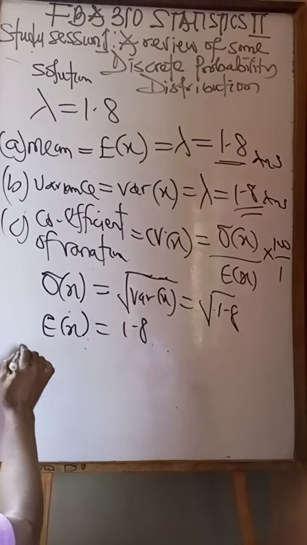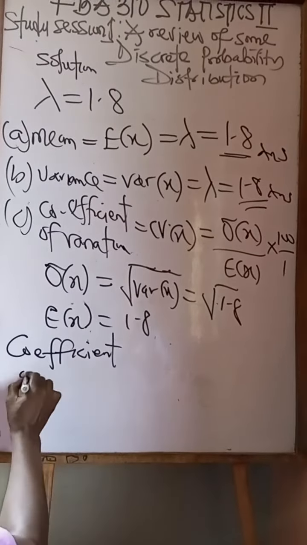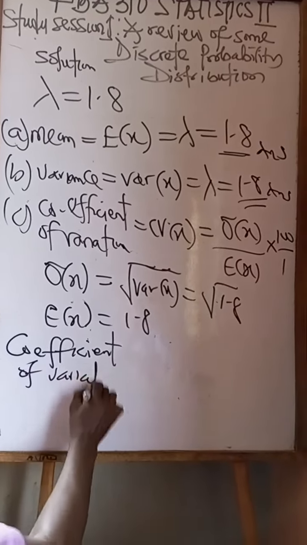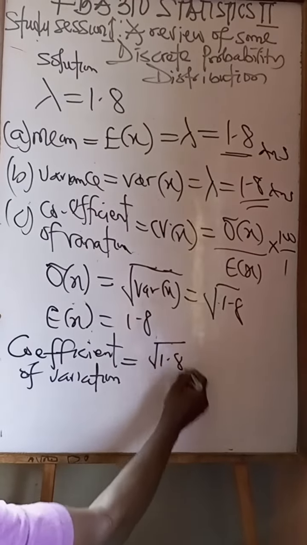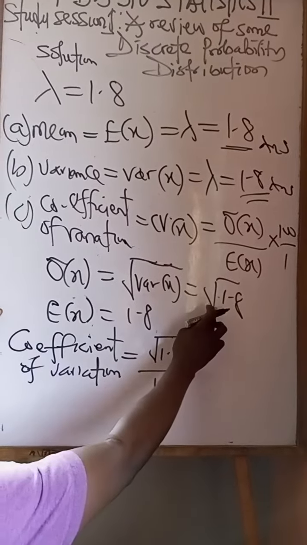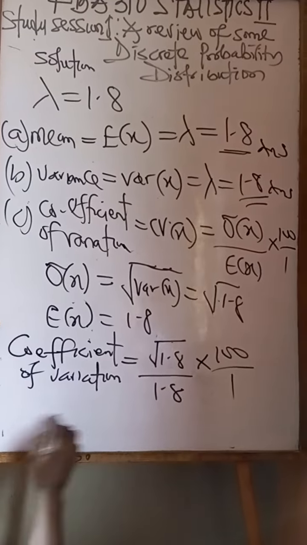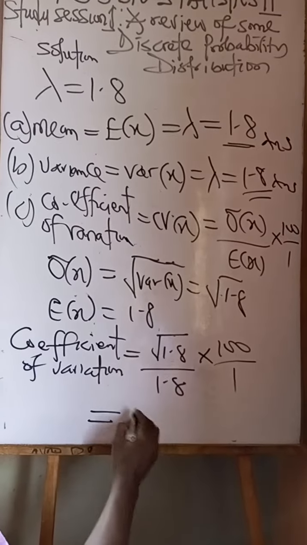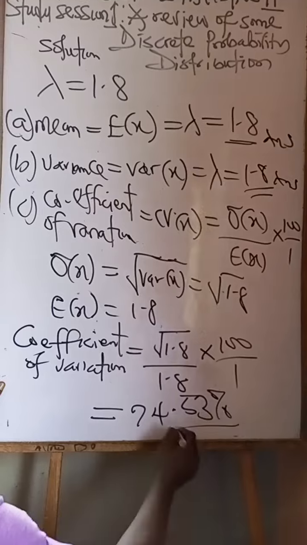I'll now say coefficient of variation will now be equal to square root of 1.8 all over 1.8, because this is standard deviation and this is mean, times 100 over 1. If you punch the calculator very well, you are going to have 74.53%, in percentage.